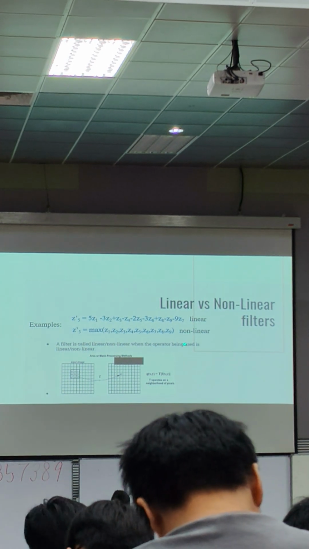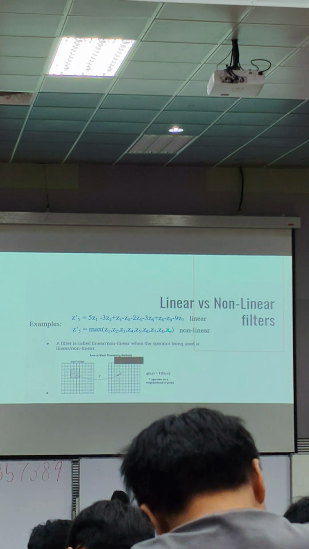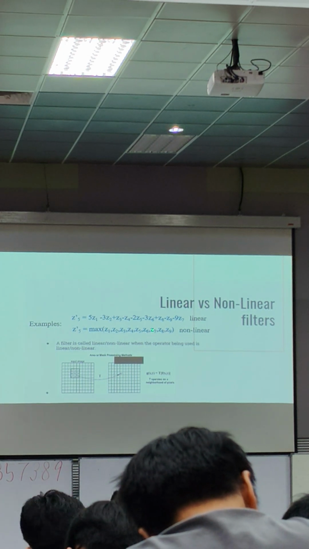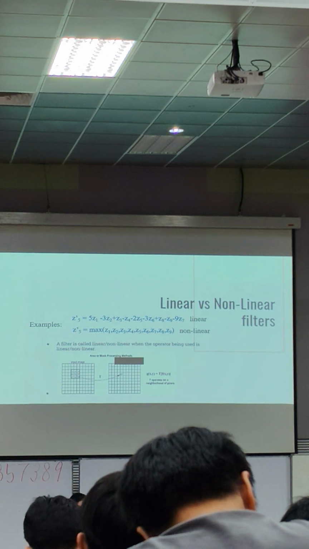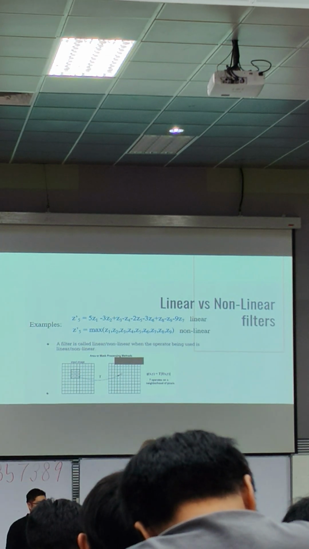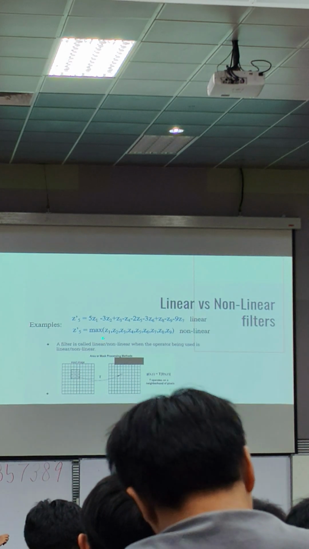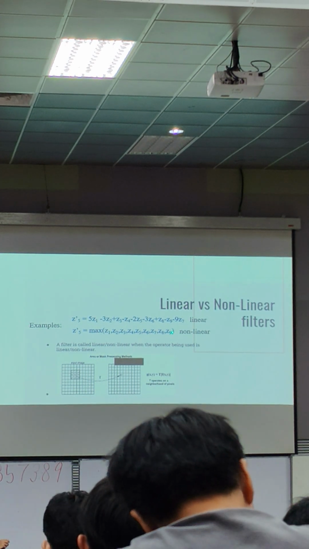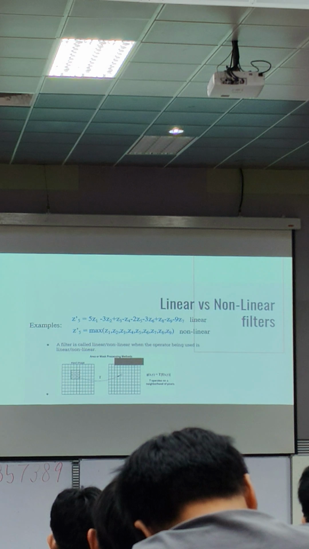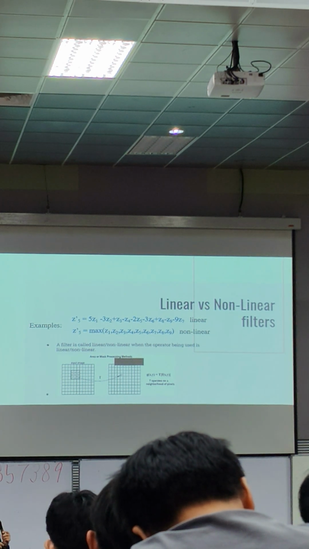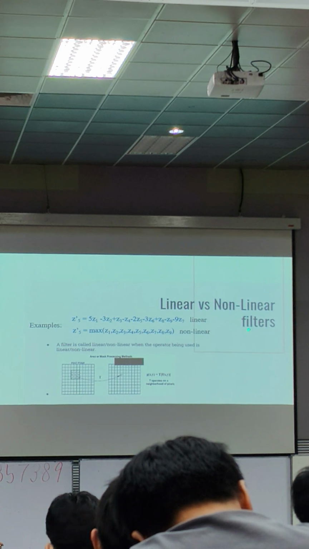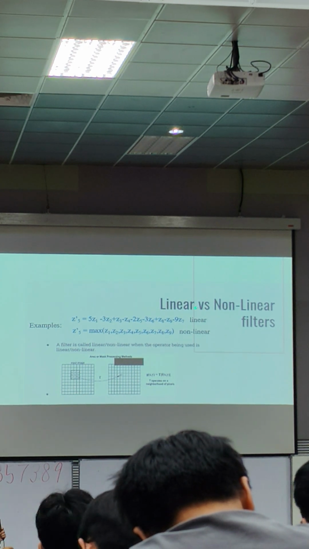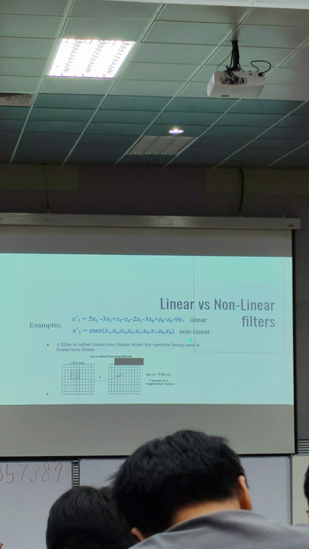How about non-linear? With non-linear, they are not going to consider everything, they will just simply take one of it. Example of the non-linear operation between pixel value 1 until 9: altogether I have 9 pixel values. But I'm going to choose the maximum. The rest I ignore. Okay, so this is called non-linear.